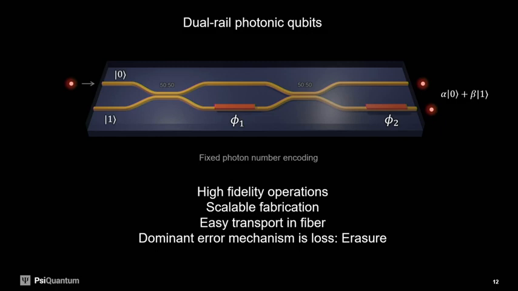So we have high fidelity operations in this platform. We have scalable fabrication. The dominant error mechanism is loss, which leads to erasure, which is the same sort of advantage that we talked about in previous talks. And one special advantage that we have in photonics is easy transport. Although there are many platforms for quantum computation which each have their own advantages, for communication, it is quite clear that photonics has a unique advantage, so that allows us to connect our modules in a very easy manner and do all sorts of weird things. It's easy to transport our qubits because they're photons.